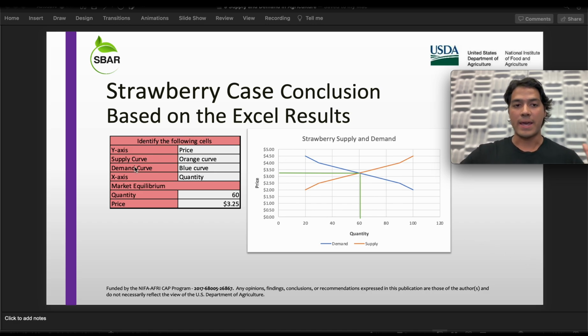We have first the y-axis, which is going to be the price. As we can see, we titled this section price. Now we have the supply curve, which is going to be the orange curve. Furthermore, we have the demand curve, which is going to be the blue one. And then for the x-axis, we have the quantity title here. Now for the market equilibrium, based on the green lines that we located on the right spot, we can see that the market equilibrium in this case was with a quantity of 60 and a price of 3.25.